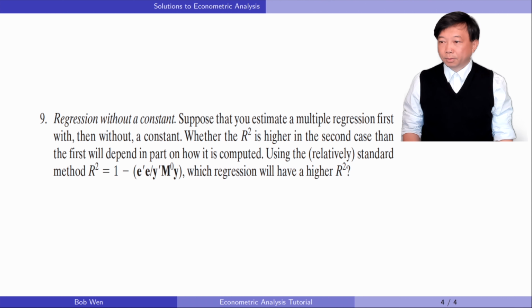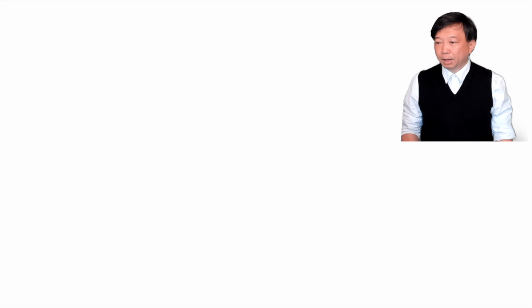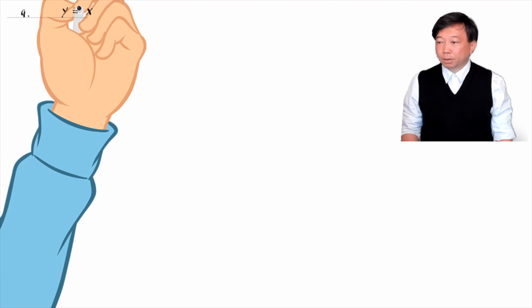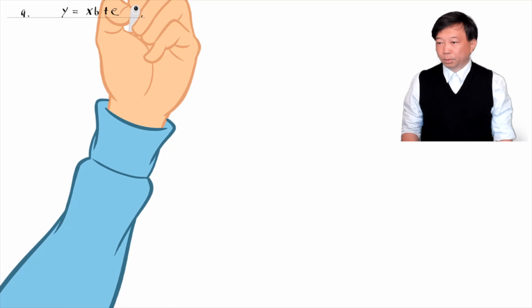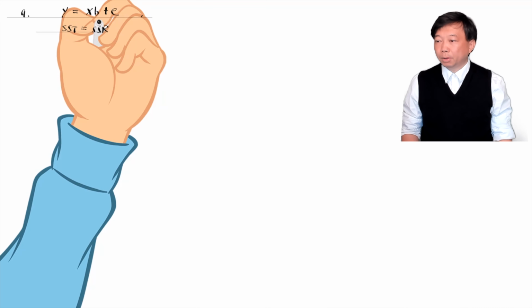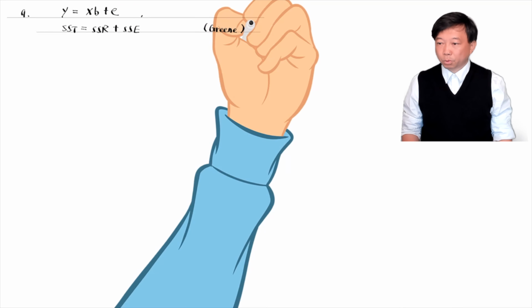Let's turn to exercise 9. We will compare the R-squared between regressions with and without a constant term. We can use matrix algebra to show the result. First, we look at how the R-squared is computed. Write the regression model y equals X times b plus e. The total sum of squares can be decomposed as the regression sum of squares plus the error sum of squares.